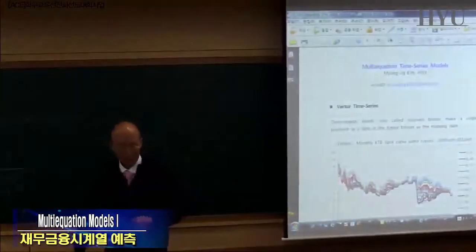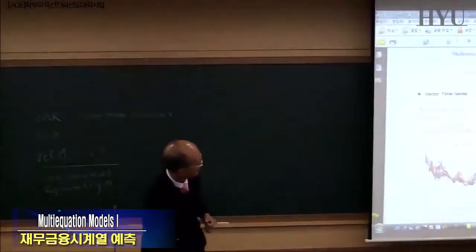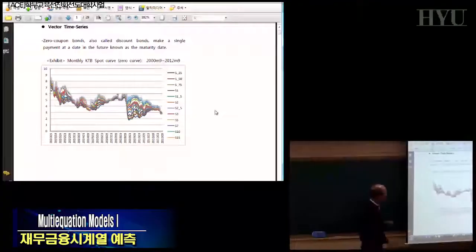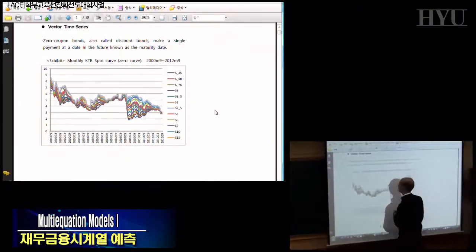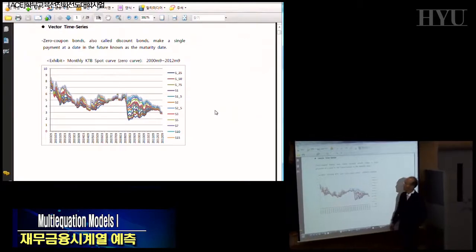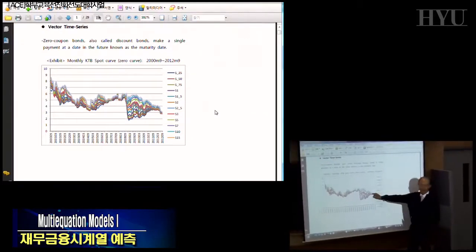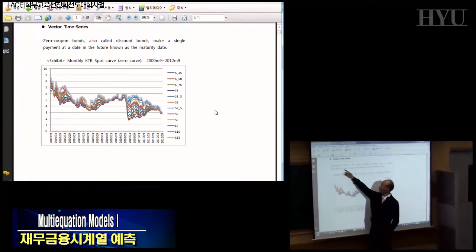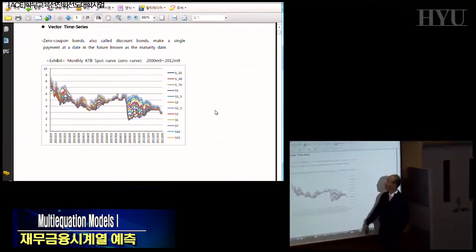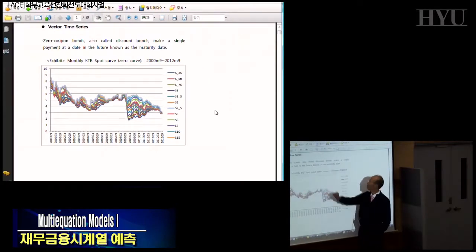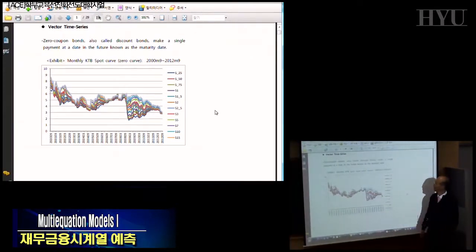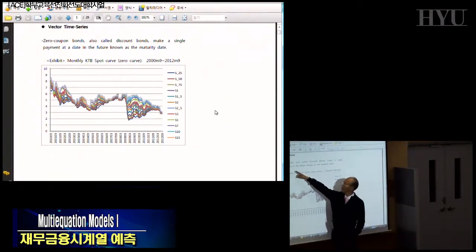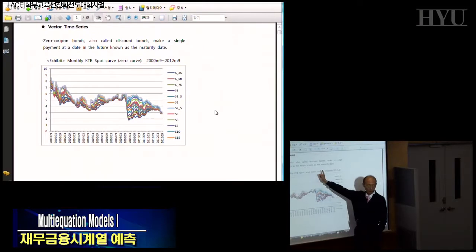Okay. So let's start with some motivation here. This time series has been introduced previously. Basically, this is zero coupon bonds, or sometimes called discount bonds, the one that makes only one payment at a date of known maturity. Okay.